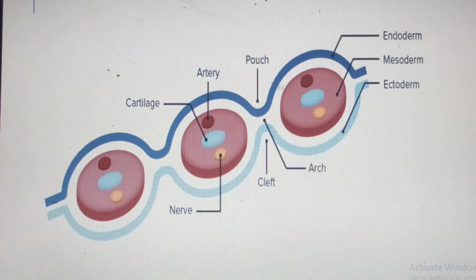While the area where the endoderm becomes very close to the ectoderm, that inward projection, is what we call the pouch. So this is the pharyngeal pouch. So we have pharyngeal clefts and pouch. If you talk about pouch, it is endodermal. So this, we have.